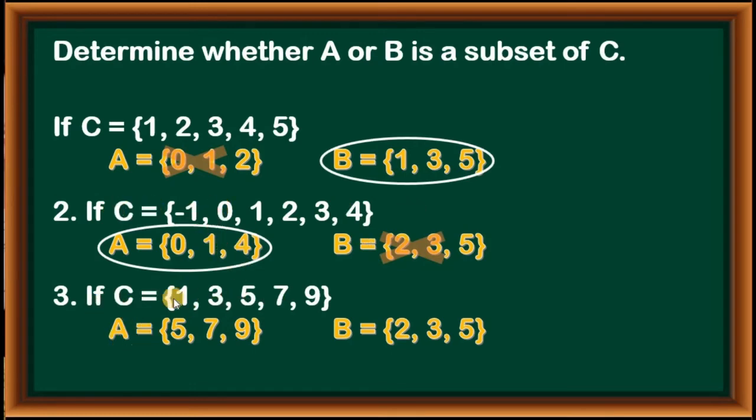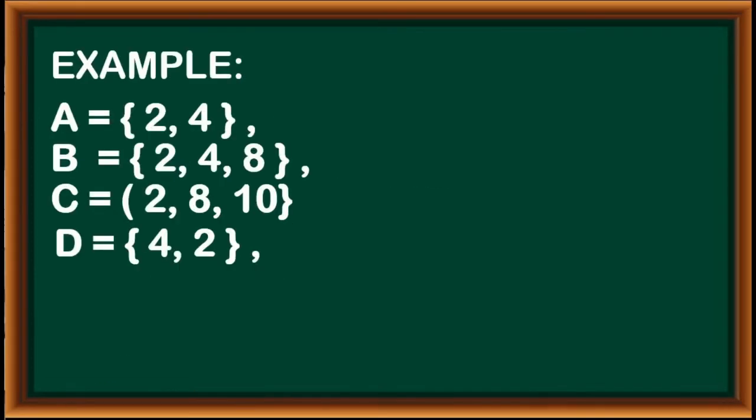Let's go to the third example. Which among the sets is a subset of this given set? The correct answer is, yes, that is set A. As you can see, all the elements of set A are in here: 5, 7, 9. While in this one, there is no 2 in the given set C. I hope it's clear.